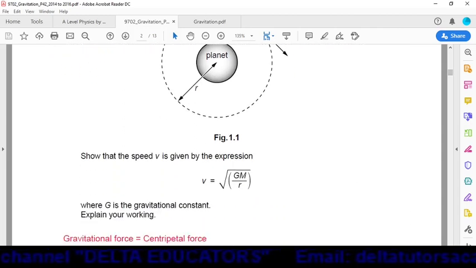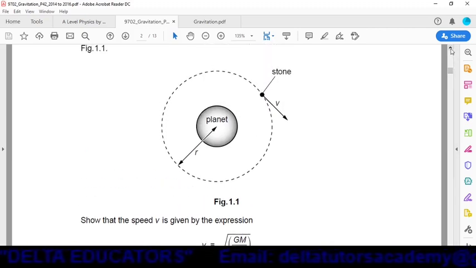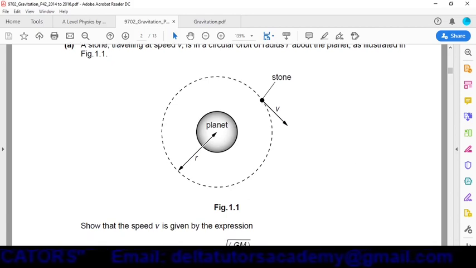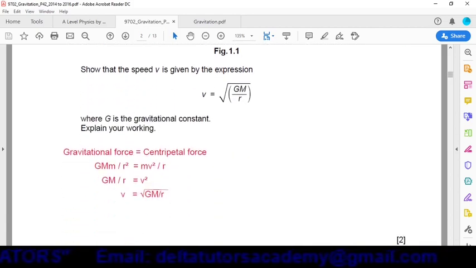Okay, show that the speed v is given by the expression v is equal to under root GM over r, where G is the gravitational constant. Explain your working. Okay, this stone is moving around the planet, so it is experiencing a force that is called centripetal force, and this centripetal force is provided by gravitational force. So we can say gravitational force between the planet and the stone is equal to centripetal force.